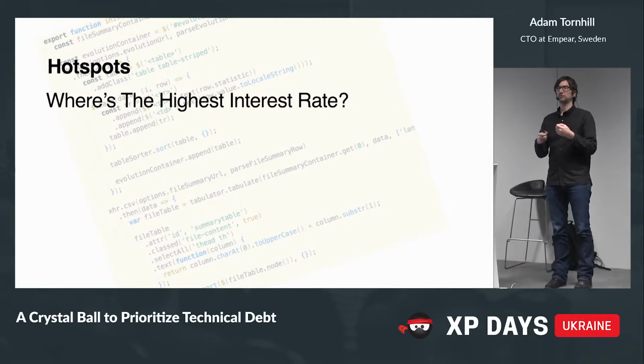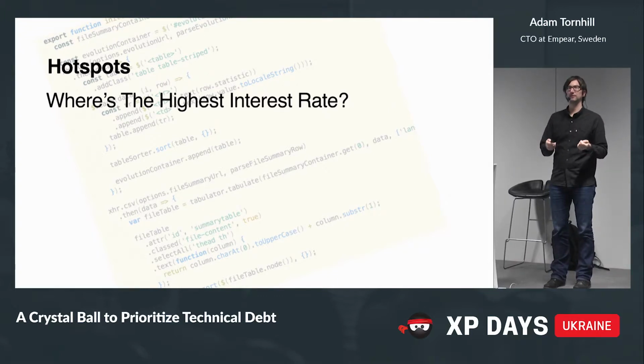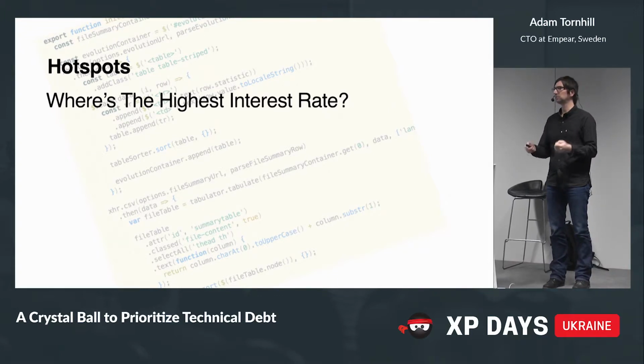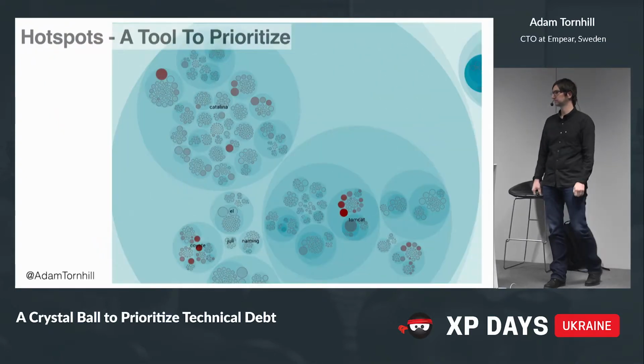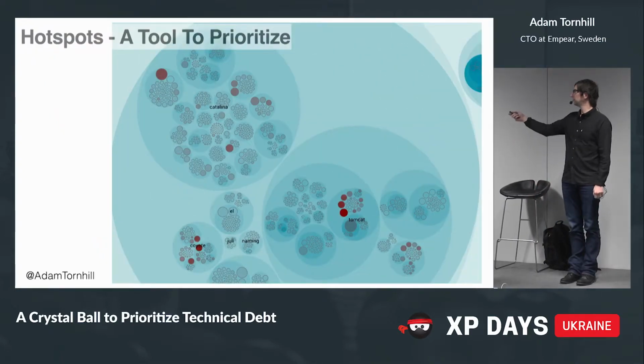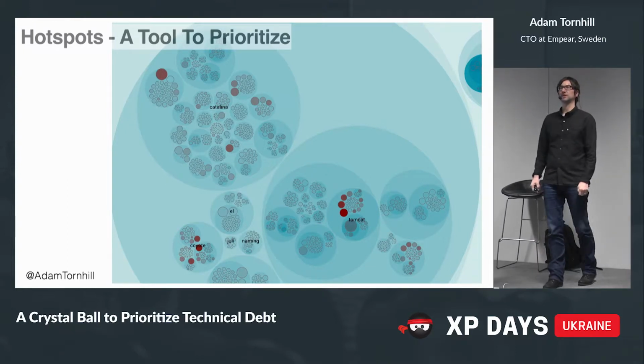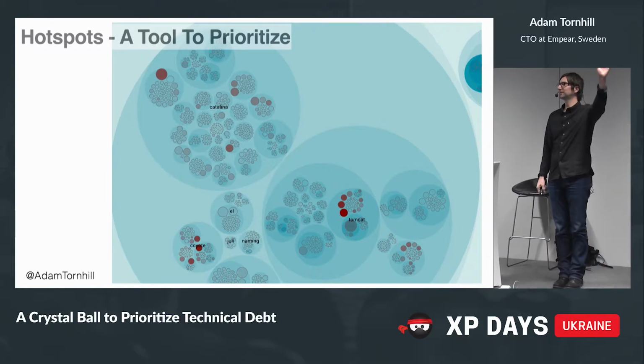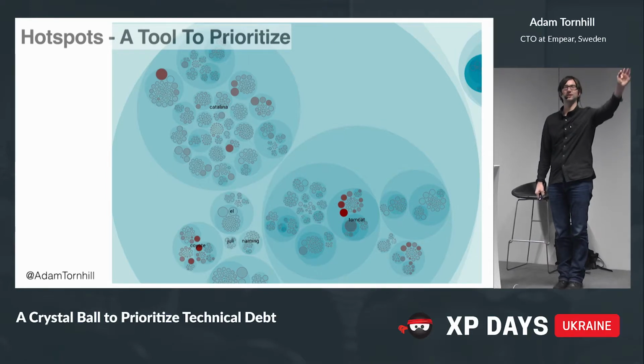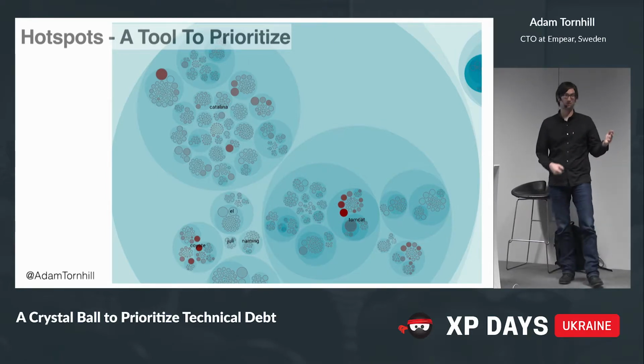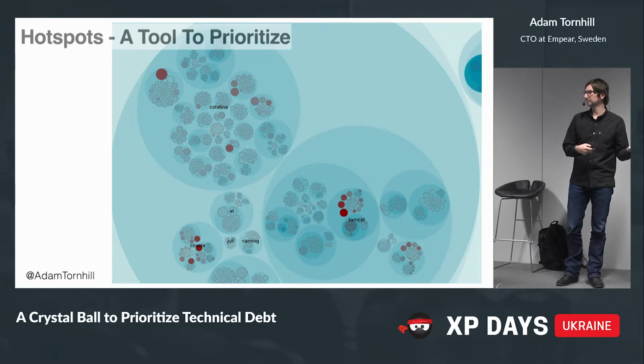And the concept I use to identify code with high interest rate is something I call hotspots. So let me show you an example of how that looks. This is a hotspot analysis of a well-known Java codebase, Tomcat. Has anyone worked with Tomcat? Yeah, a lot of you. Cool. So Tomcat is an old and mature system, right?